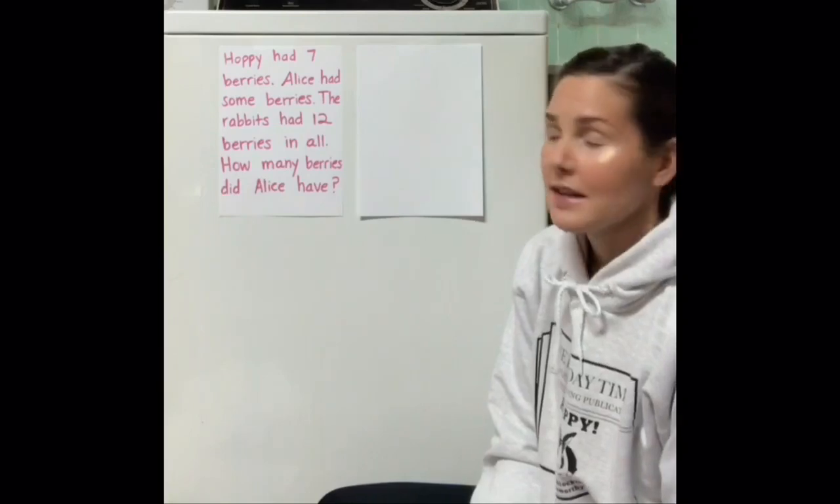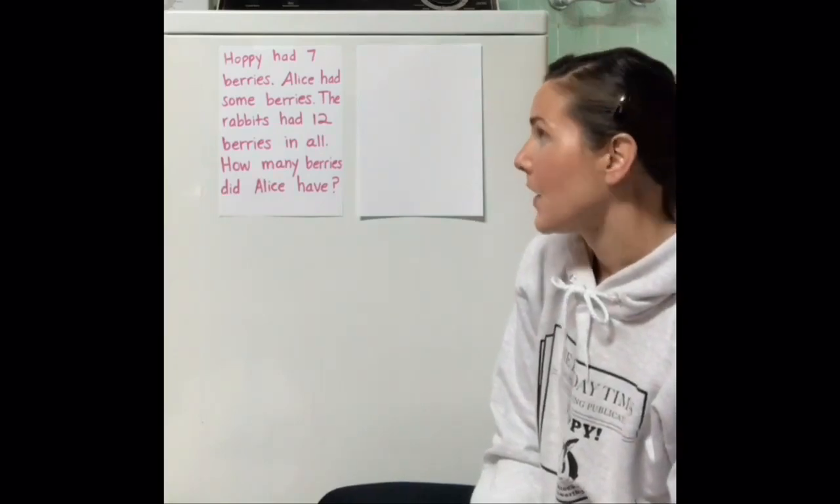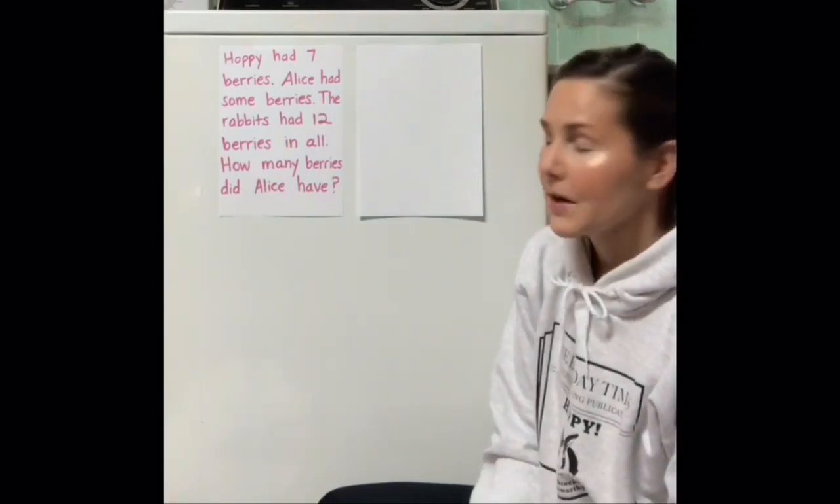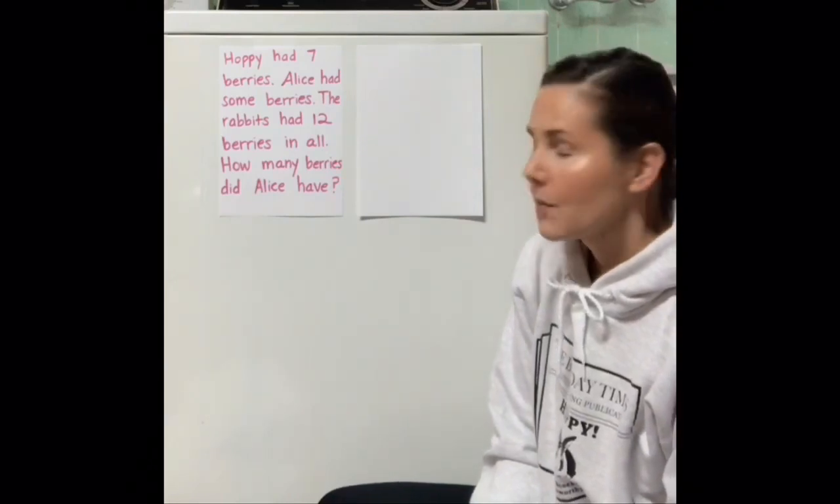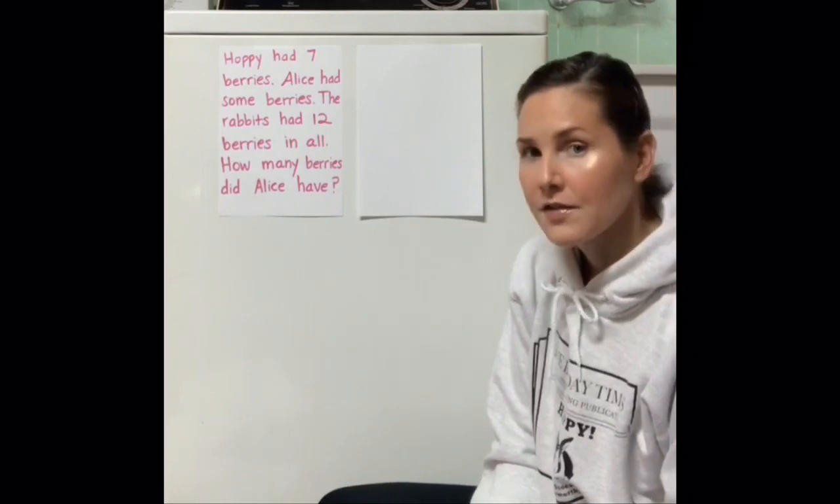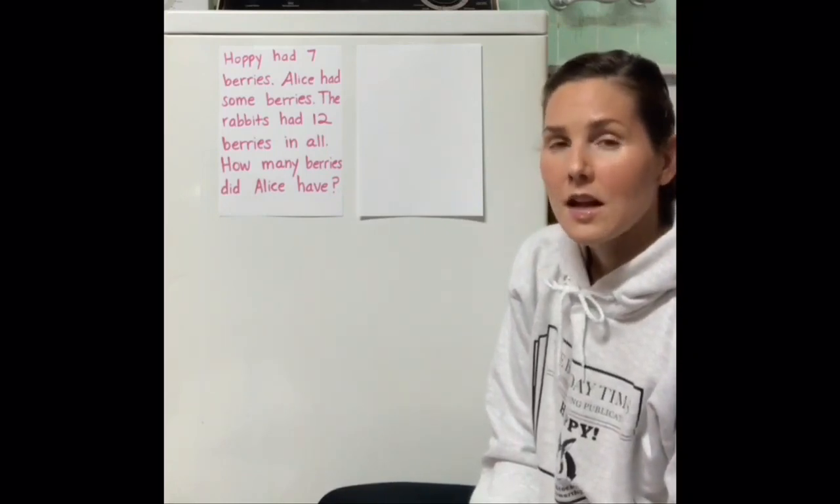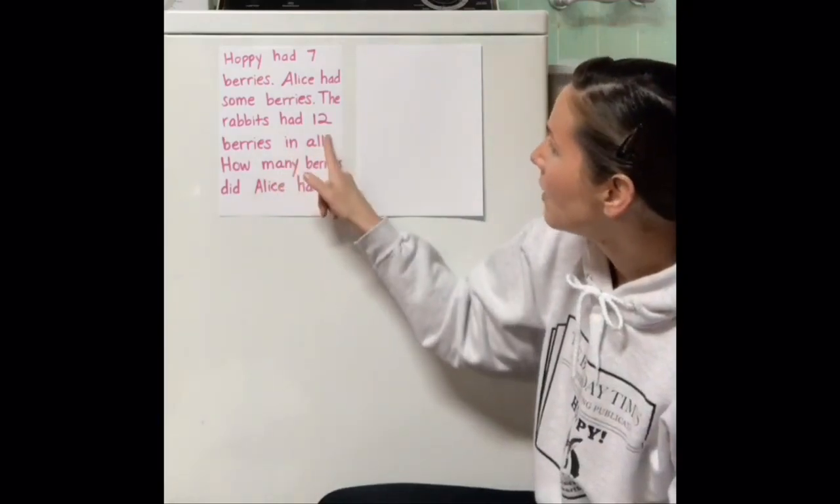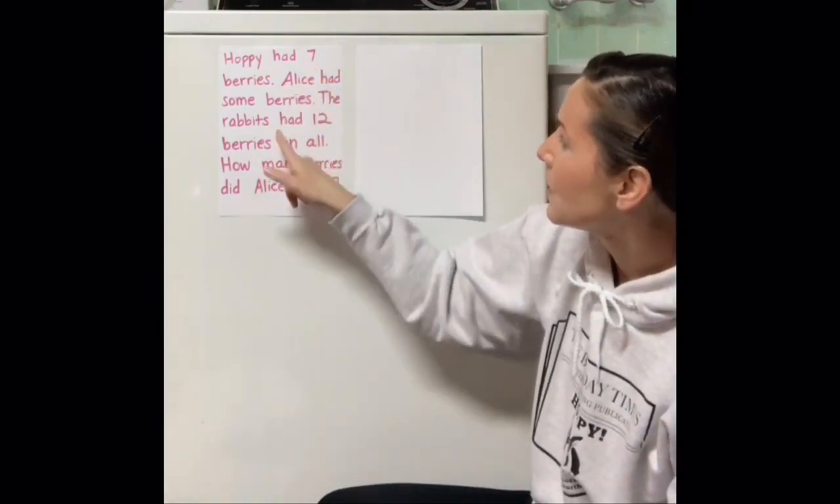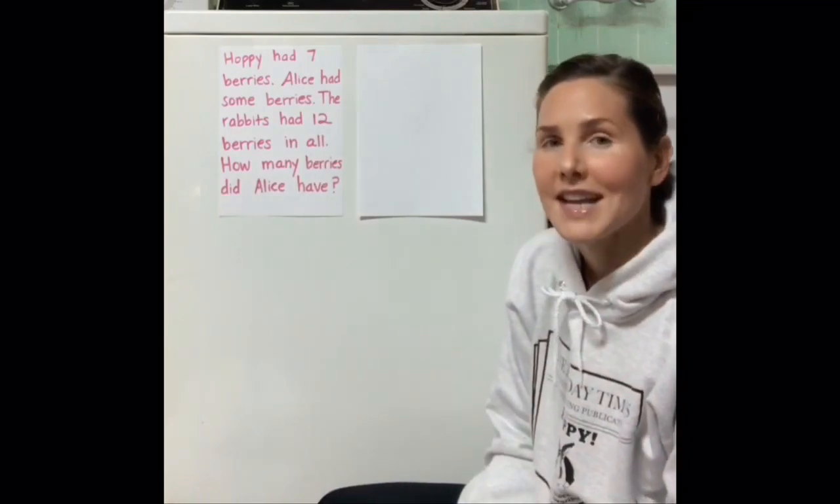The problem says, Hoppy had 7 berries. Alice had some berries. The rabbits had 12 berries in all. How many berries did Alice have? Like I said, a lot of kids would look at this problem, see the keywords in all, and automatically add 7 plus 12 for a sum of 19.